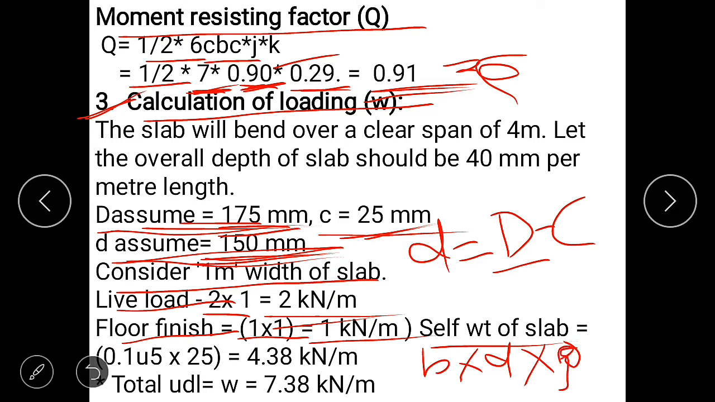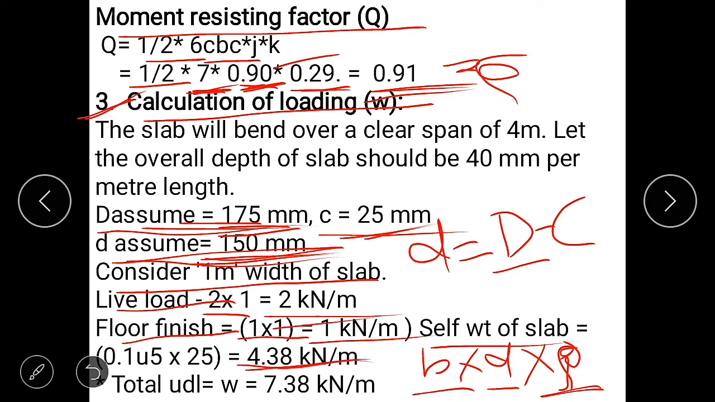Density of concrete. So B is 1, D in meters is 0.50 and density is 25. So the answer is 4.38.